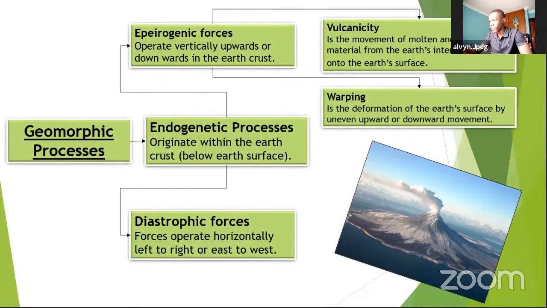Then warping is the deformation of the Earth by uneven upward or downward movement. To explain that very fast, warping is like, let's say, folding, where maybe two tectonic plates come and hit each other, and the force there causes that uneven upward movement. You can see the mountains from folding there. They're usually not straight. It's not like a flat piece of land. It's not a plateau. It's a rugged terrain, up and down. So it's uneven upward and downward movement.